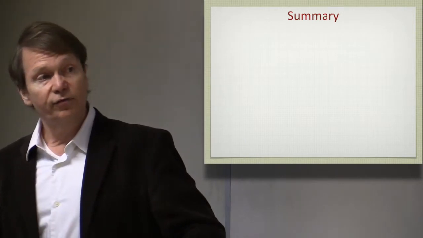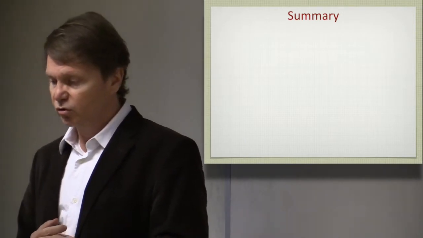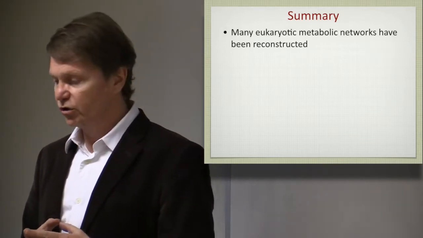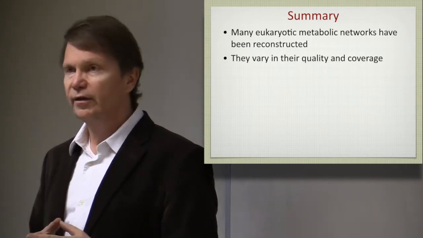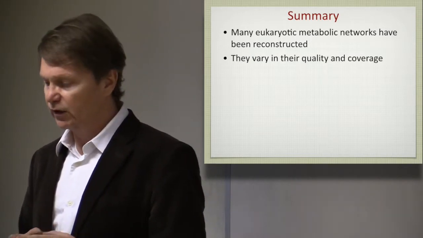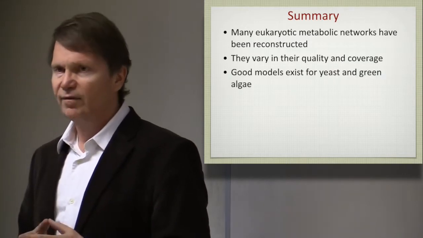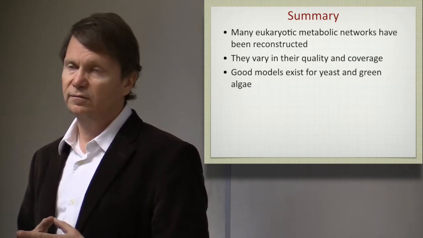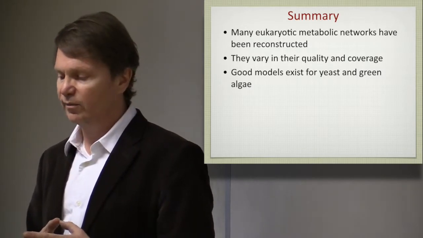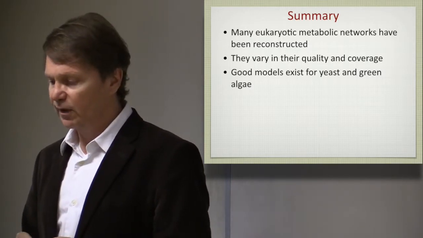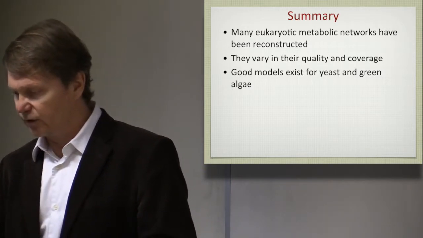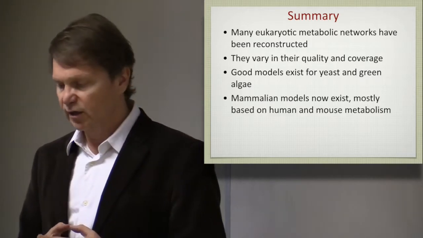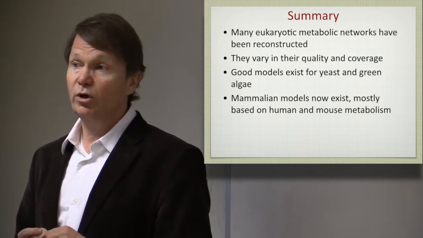So that's a summary of some of the work that has been done with metabolic reconstructions in eukaryotes. Many of them have been reconstructed and studied. They also vary in their quality and coverage, just like for the prokaryotic reconstructions. We now have, I think, a reasonably good model for yeast. Actually, that can be stated with more certainty. There is a good model available for yeast, and there are no workable models available for photosynthetic green algae. Amongst more complicated organisms, of course, the human reconstruction is by far the best one. And it maps pretty well onto the mouse genome.